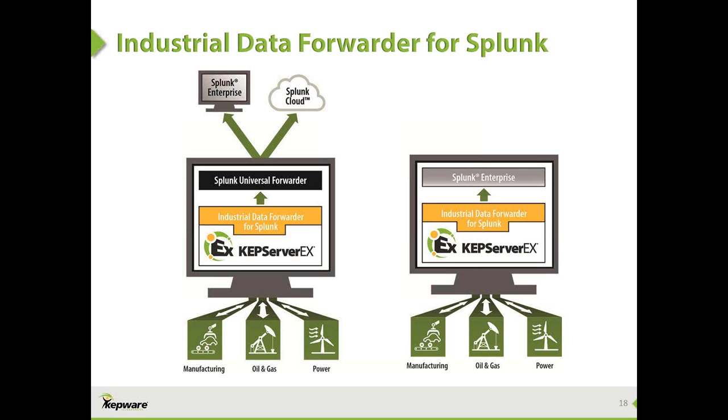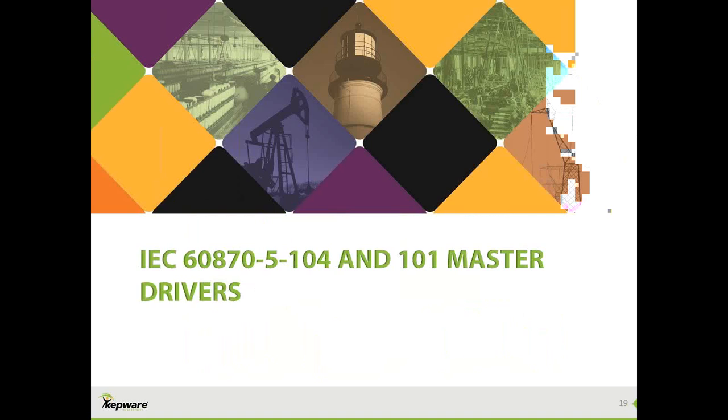And just to wrap up this section, licensing of the plugin, it's possible in 5 tiers, from 1 to 500 tags all the way up to 50,000 tags. And you're going to call our sales team for pricing if you're interested. All the items that you have configured in the plugin count towards your license, regardless of if they're enabled or disabled. Now, the next subject we have is the IEC 60870-5-104 and 101 master drivers.